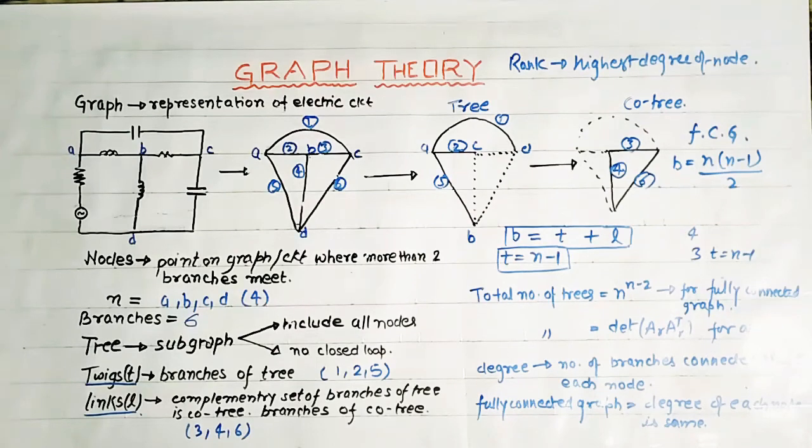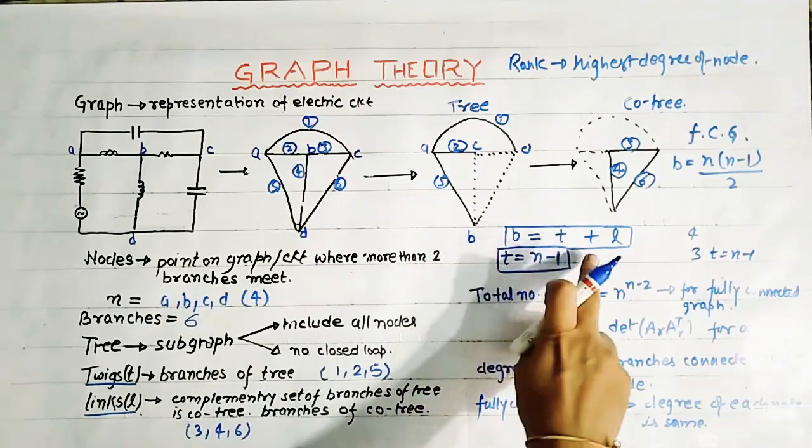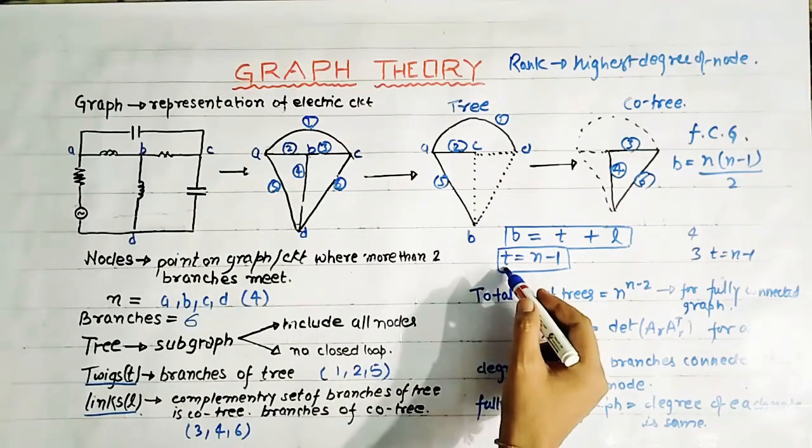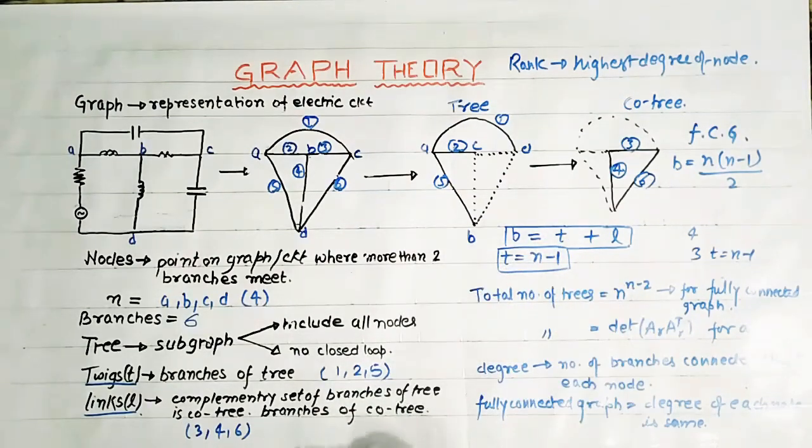So this is all about the concepts of graph, and here I want to derive one more important formula. You know that B is equal to T plus L and twigs is equal to n minus 1. If we put T equal to n minus 1 in this formula, then we get B is equal to L plus n minus 1. So this is one more important relation. You must remember all these things while solving the problems of graph.